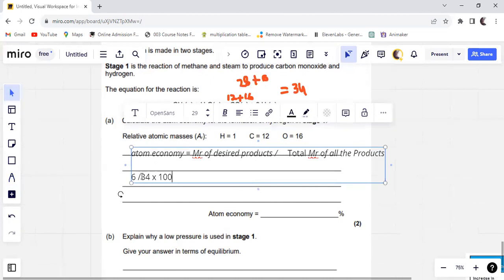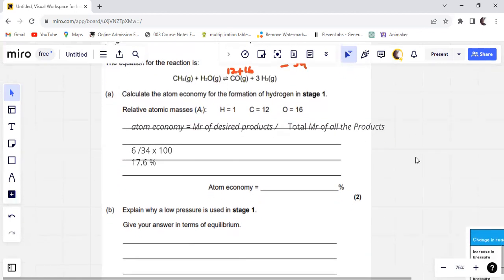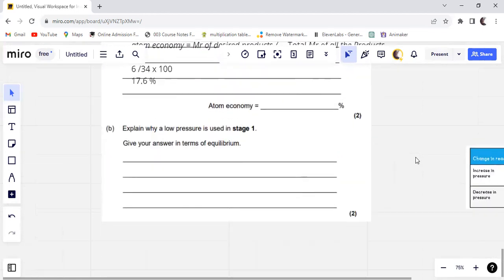Let's calculate it. What will be our answer? It is 17.6%. So this is our atom economy for this reaction, 17.6%. Let's see the other question. It says: explain why a low pressure is used in stage 1. Give your answer in terms of equilibrium.